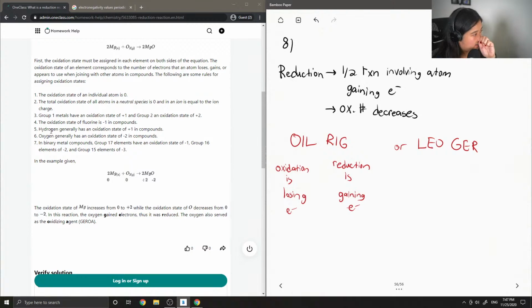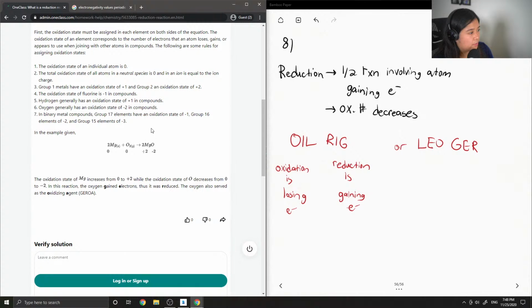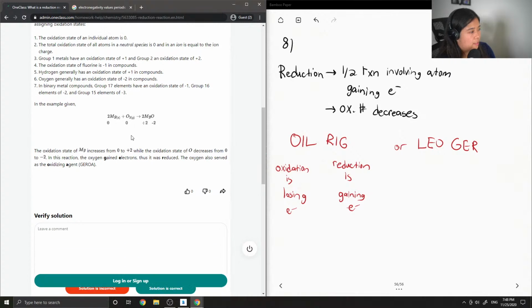Oxygen generally has an oxidation state of -2 in compounds. The exception is when oxygen is in peroxide, where it has a -1 oxidation state. In binary metal compounds, group 17 elements have an oxidation state of -1, group 16 -2, group 15 -3. So this is their example.